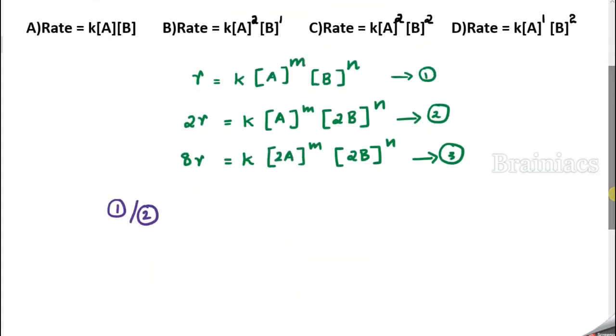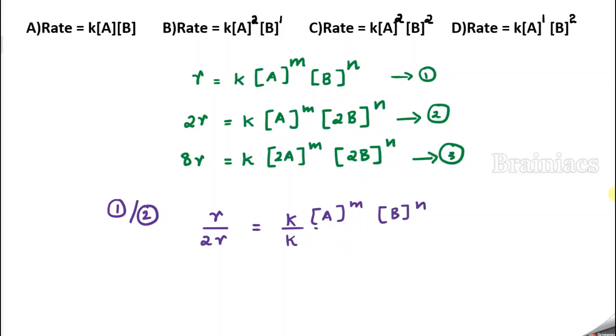Understood? So we divide. This becomes R divided by 2R is equal to K by K. Here A power M, correct, and B power N, and in the denominator A power M, correct, and 2B raised to N. So we know that this will get cancelled off, correct? So R and R will get cancelled off. This becomes 1 by 2 is equal to, both are same, so here B will get cancelled off.